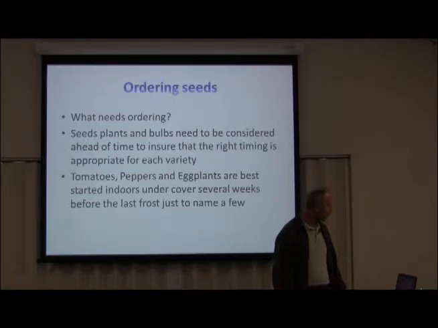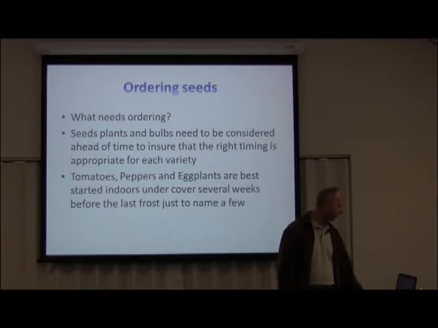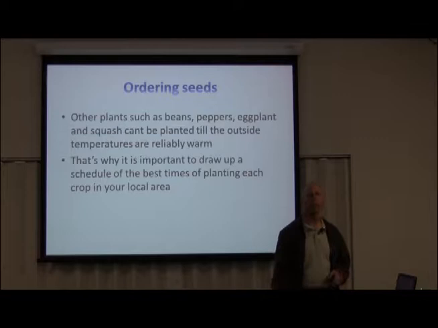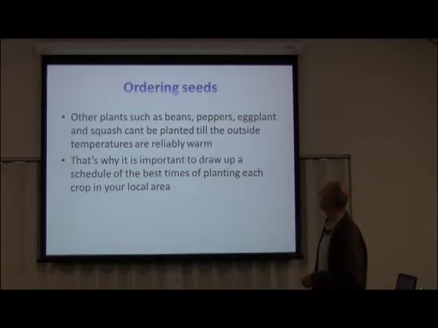What needs ordering? Seeds, plants, and bulbs need to be considered ahead of time to ensure that the timing is appropriate for each variety. We're going to cover that a little more in a minute. Tomatoes, peppers, and eggplants are best started indoors under cover several weeks before the last frost, just to name a few. So you want to get to know your plants, and your seed catalogs can really help you there with information. Other plants, such as beans, squash, and cucumbers, can't be planted until the outside temperatures are reliably warm. That's why it's important to draw up a schedule of the best times of planting each crop in your local area.